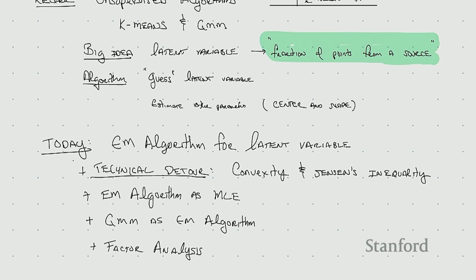Okay. All right. Okay, so far so good. So if there are no questions, we're going to go right into our technical detour, which will lead then into the EM algorithm as MLE. Okay. All right. Okay, so here's our detour. This is convexity and Jensen's.